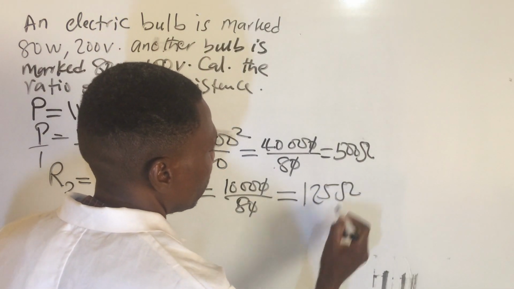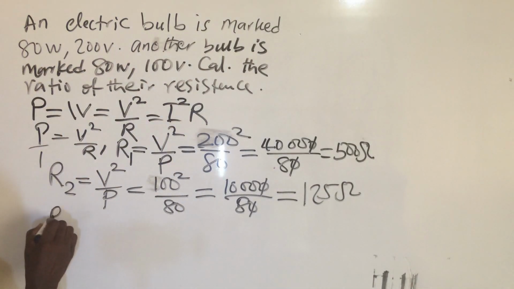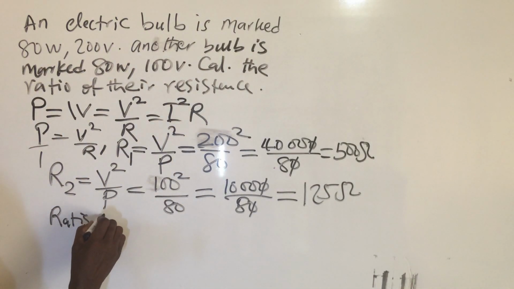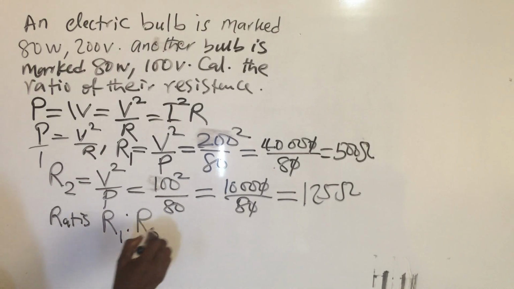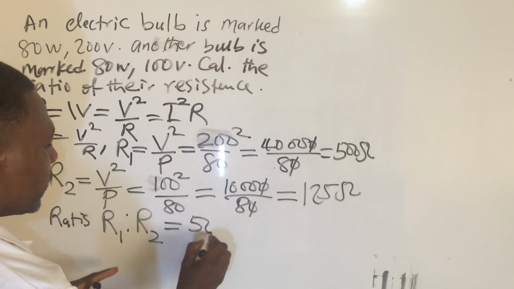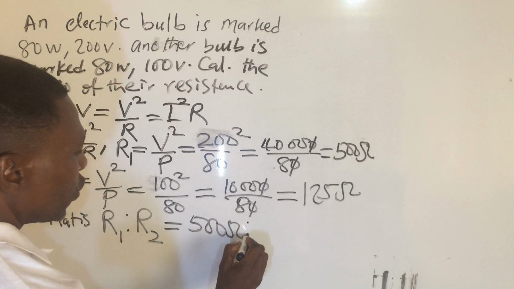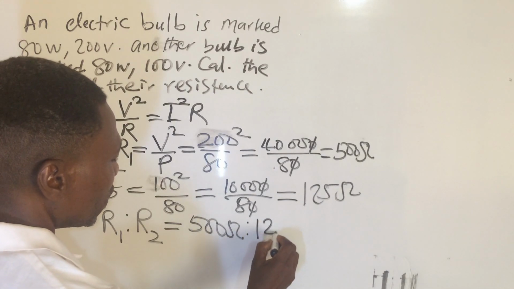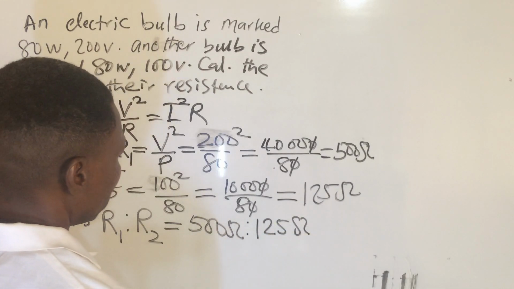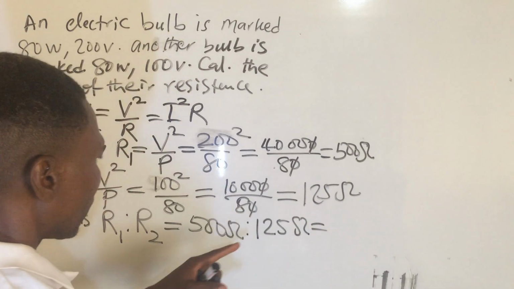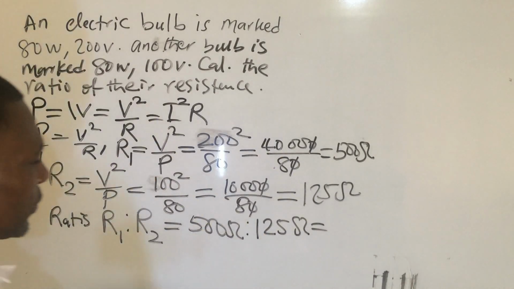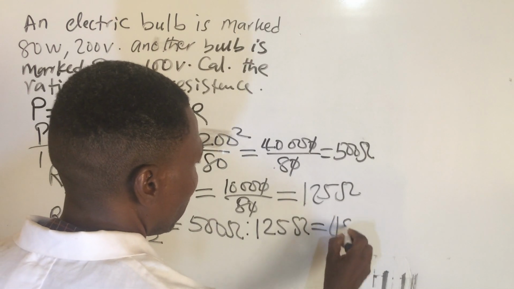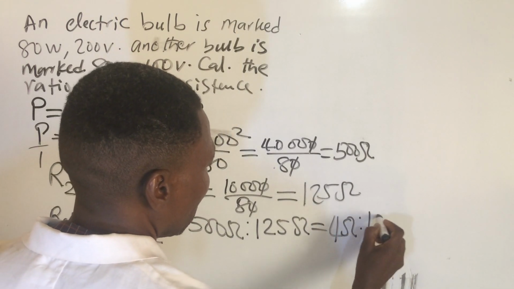And the ratio now becomes the ratio of resistance 1 is to resistance 2, okay? Now resistance 1 is 500 ohms is to resistance 2, which is 125 ohms. And we can reduce to lowest term by 125: 125 divided by itself gives 1, and 500 divided by 125 gives 4. So the final ratio will now become 4 ohms is to 1 ohm.